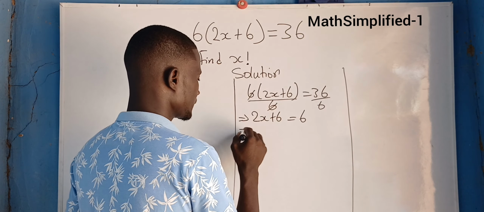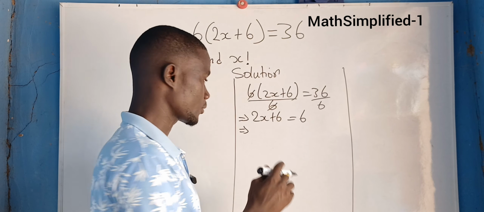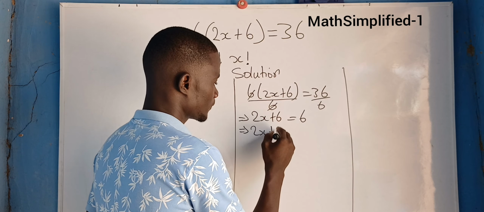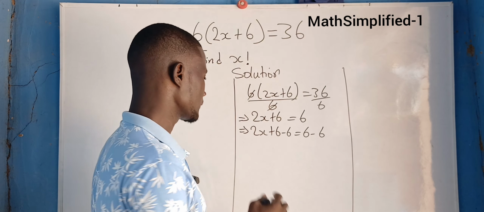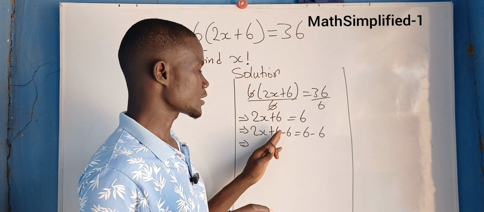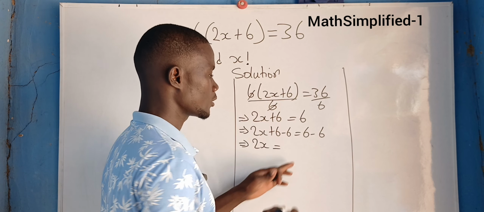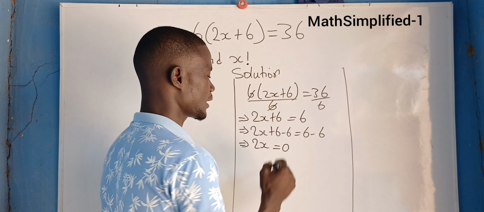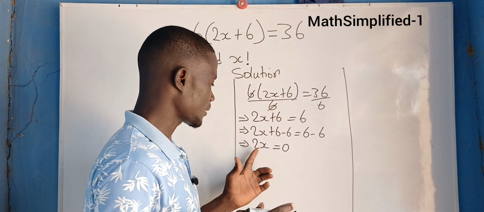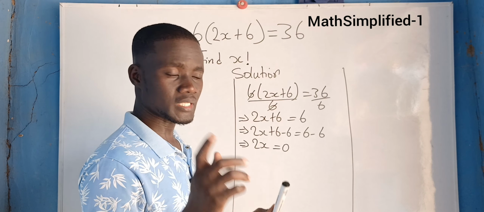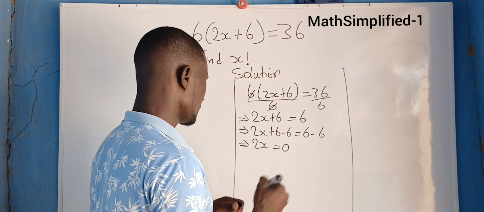We group like terms. This is plus 6, so we subtract 6 from both sides. So I have 2x plus 6 minus 6 equal to 6 minus 6. 6 minus 6 gives us 0, so it's left with 2x equal to, and 6 minus 6 also gives us another 0. We are solving for x. So anytime a number and a variable are standing this way, it is advisable to divide through by the number so that we make the variable the subject.